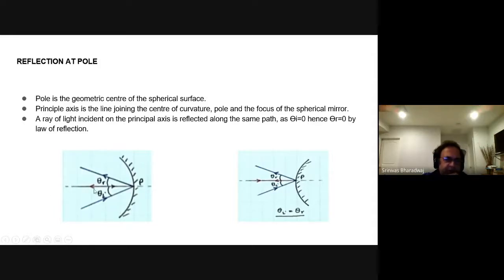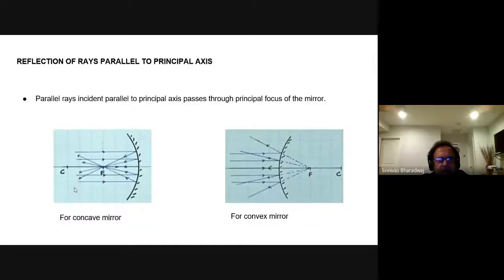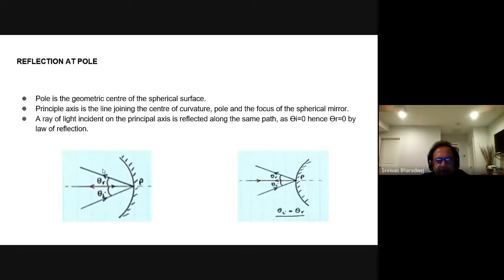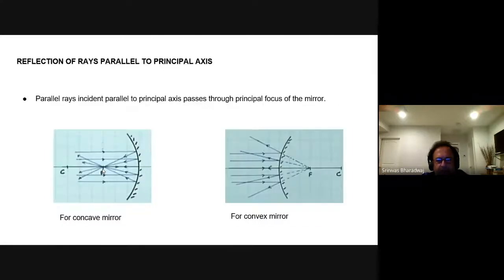So the incident and the reflected angle will both be 0, right? Theta i equals 0, and theta r also equals 0. So this is all the simplest part of reflection optics. In reflection optics, all the parallel rays will go through the principal focus of the mirror. Most often, principal focus is midway between the center of curvature and the pole.